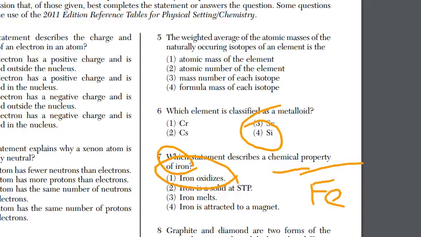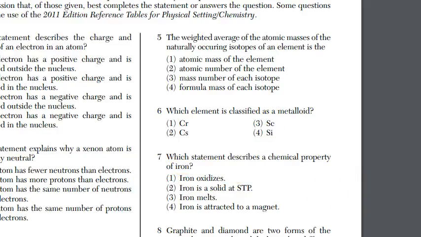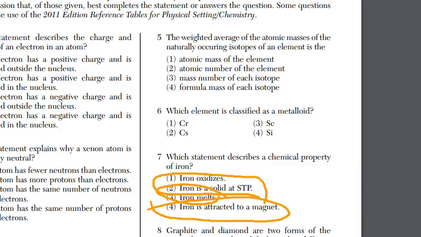For physical, some of the examples are here, right? Iron is a solid at STP, that's phase. Iron melts, that's a phase change. Iron is attracted to a magnet. It does not change the chemical properties. So, chemical properties and physical properties. Just know the list.